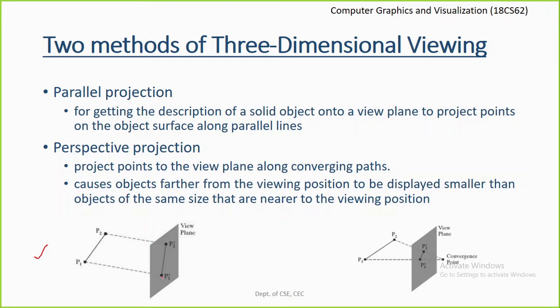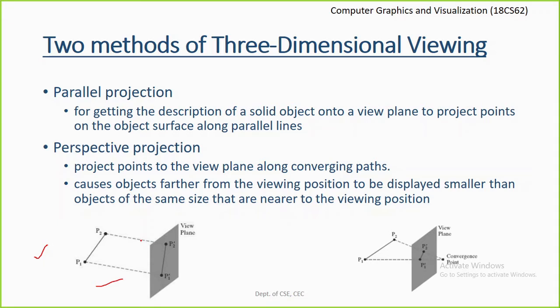So parallel projection is used for getting the description of a solid object onto a view plane to project points on the object surface along the parallel lines. So no matter how you view the object, it always appears the same. The projection lines will always be parallel to each other. That is a speciality of this parallel projection. So this diagram over here is an example for parallel projection.